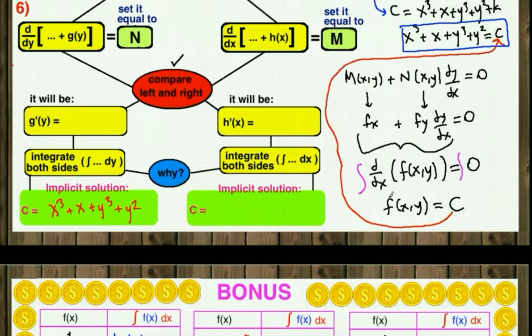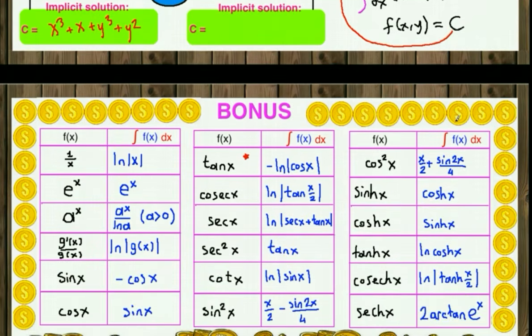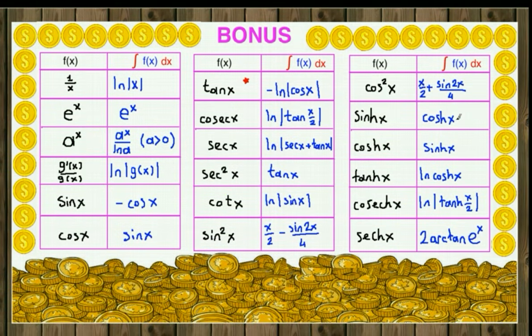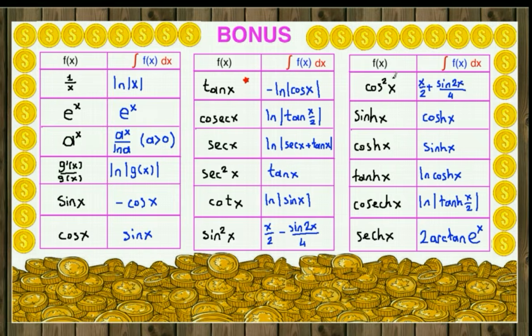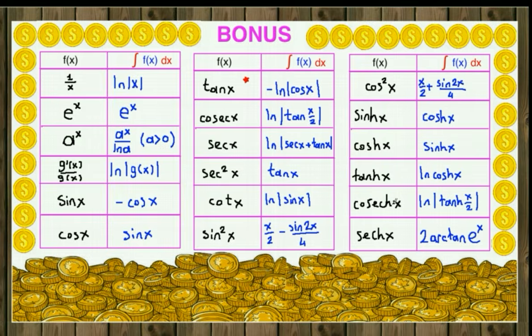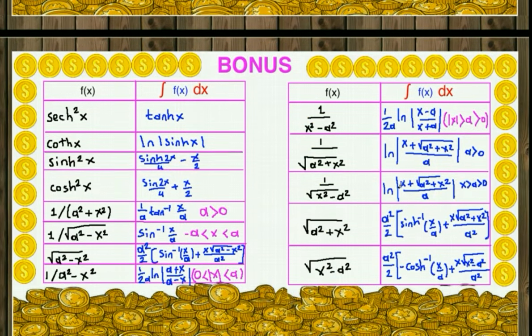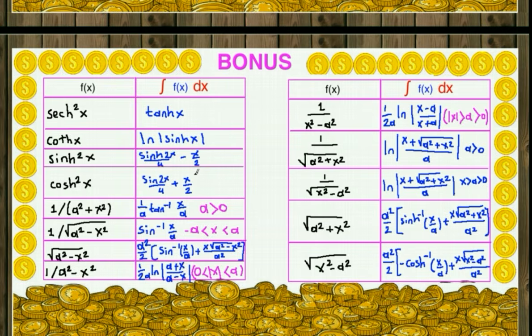Now let's go to our bonus. Our bonus is some standard integrals. It's going to be very helpful to know some standard integrals, so I call them back pocket integrals. I have added ln, some exponential functions, trigonometric functions, inverse trigonometric functions, and hyperbolic functions. So you can copy them and memorize.